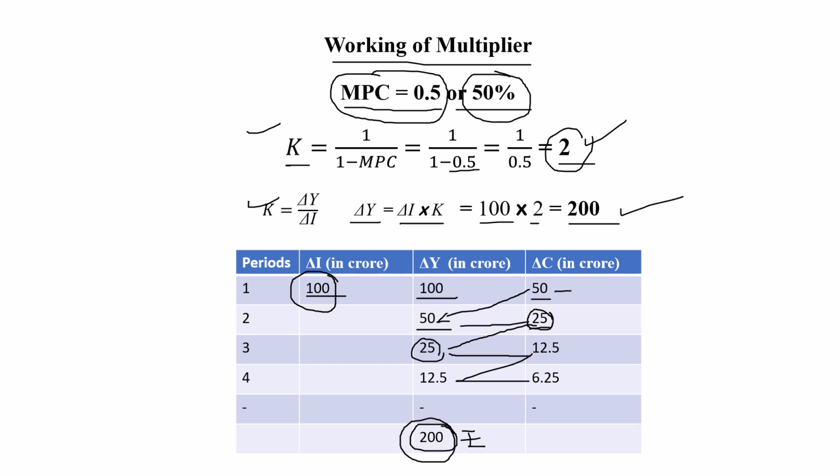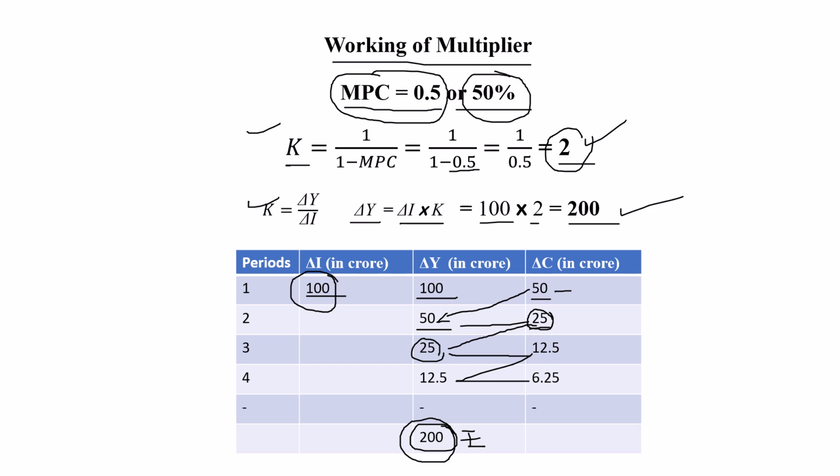This is the working of the multiplier. This is the process of the multiplier: how the initial investment, for example 100 crore rupees, creates 200 crore rupees of income. This is the understanding of the multiplier concept. I hope you understood this concept of the multiplier.